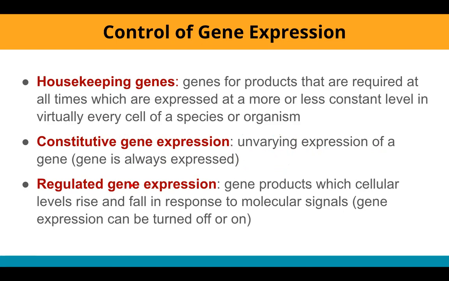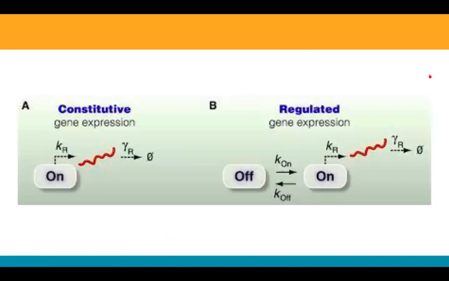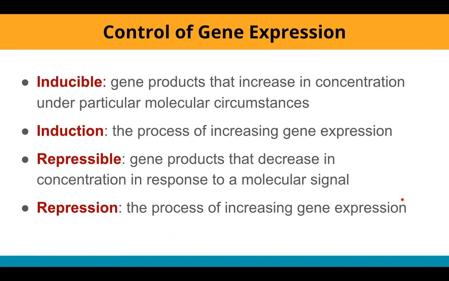When we say regulated gene expression, the gene products of regulated gene expression have cellular levels that rise and fall in response to molecular signals. That is why it's called regulated, because gene products are formed when there are several molecular signals. So gene expression can be turned off or turned on depending on the type of signals that are present. So when you say constitutive gene expression, the gene is always expressed to form that protein. Now, for regulated gene expression, the expression of the gene can be turned off or turned on.